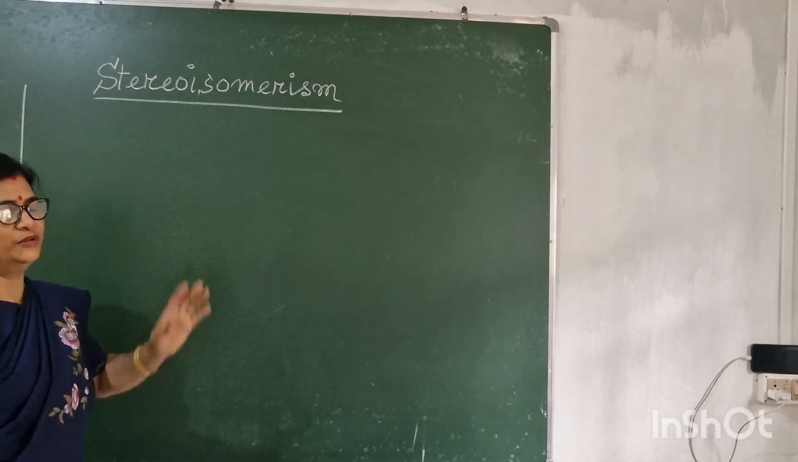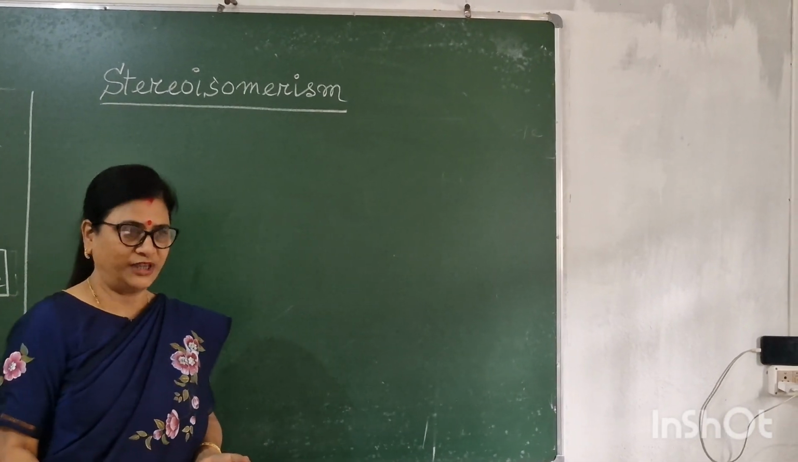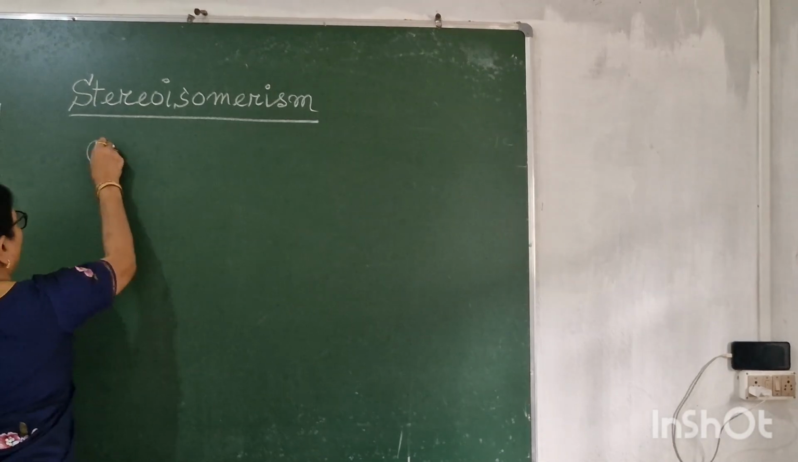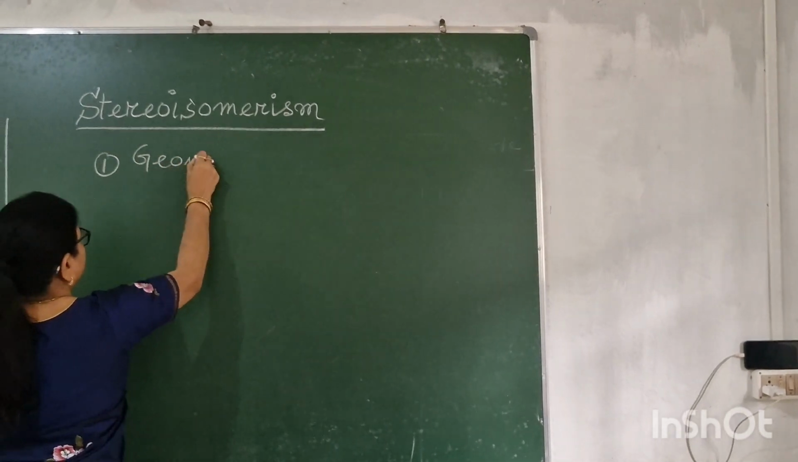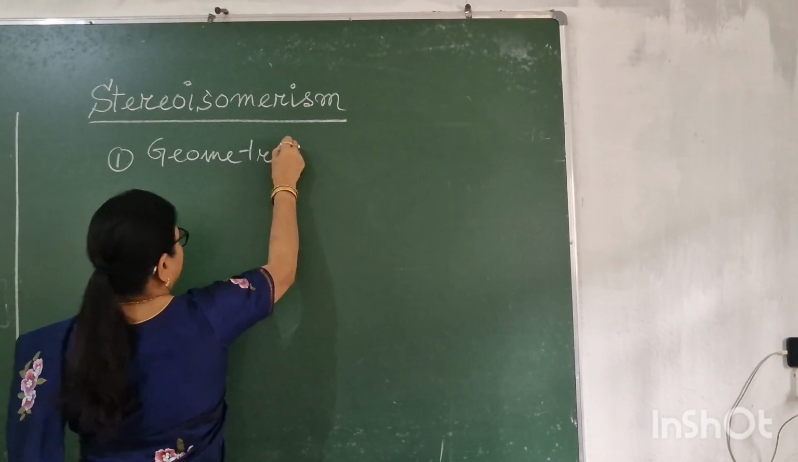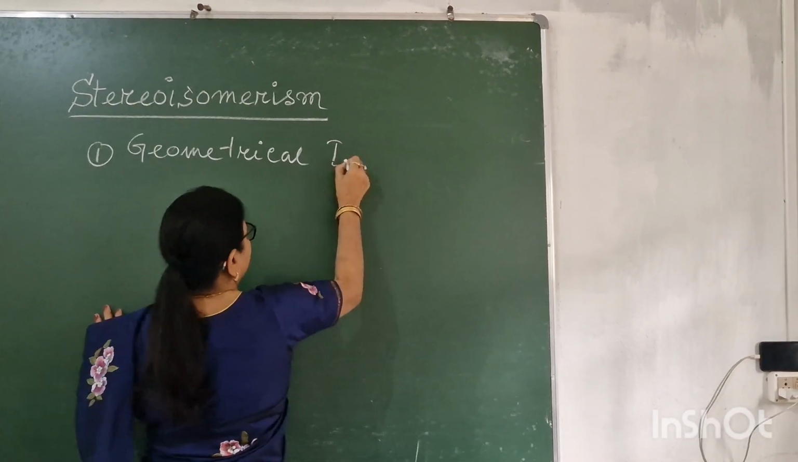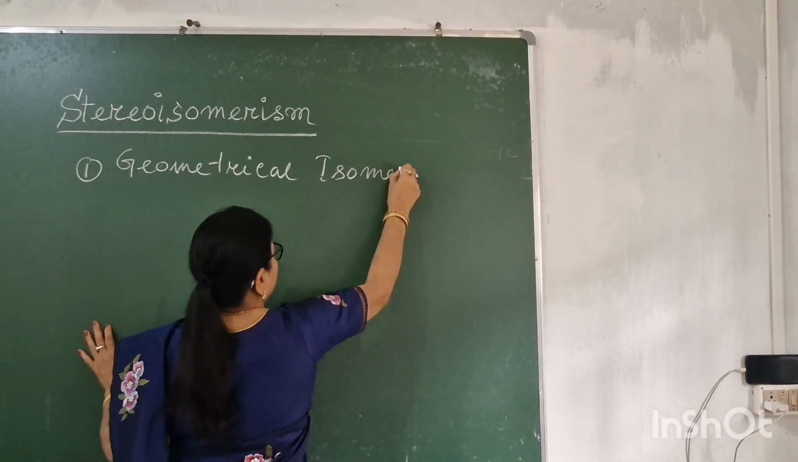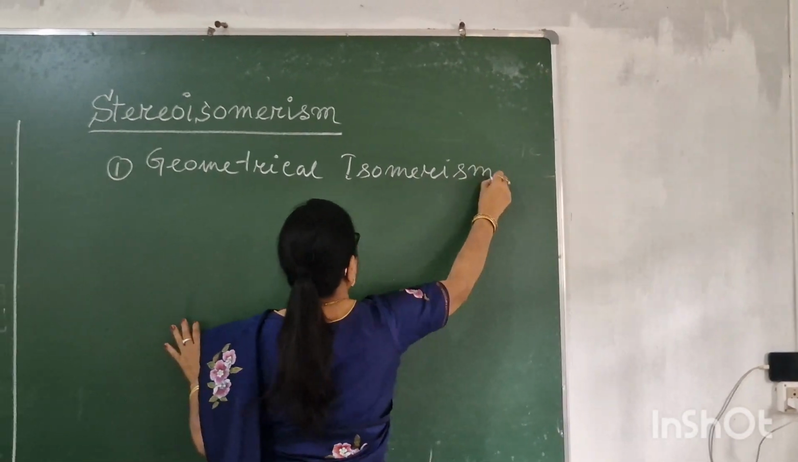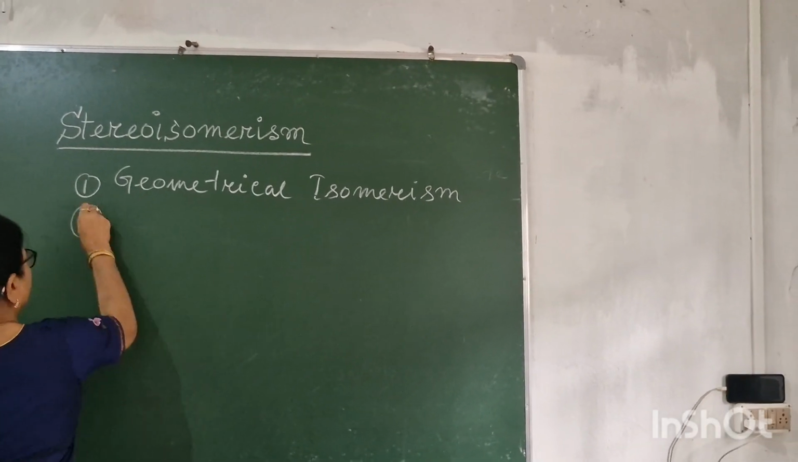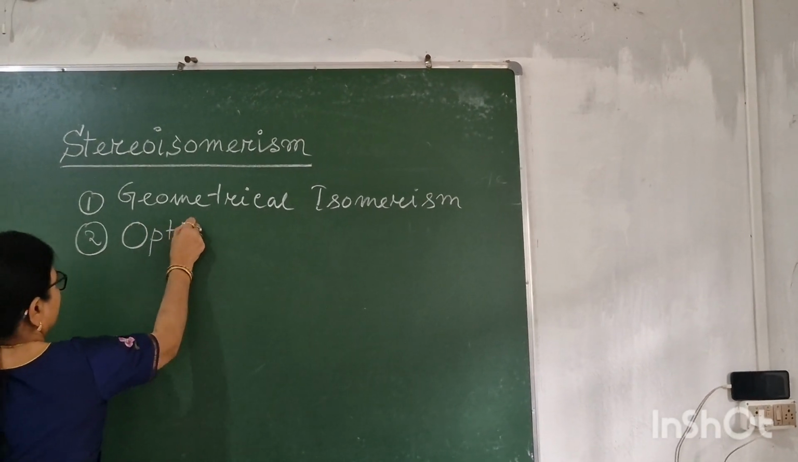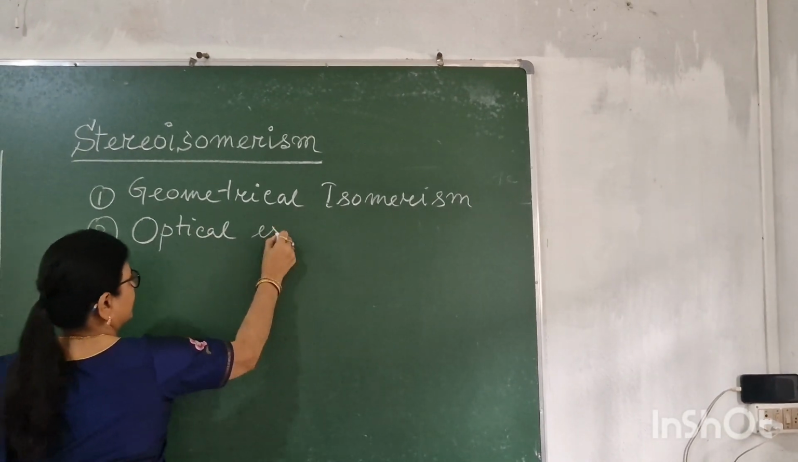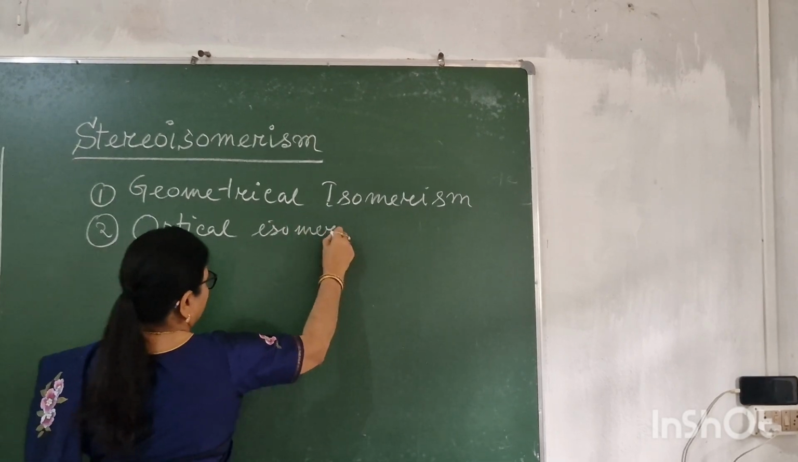Stereoisomerism. You know there are two different types of stereoisomerism. Number one, geometrical isomerism. Number two, optical isomerism.